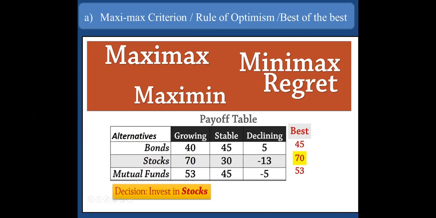So basically, in Maximax criteria, a decision maker will select that act as the best act which has maximum payoff. That means a decision maker will select that act as the best act which has the maximum of the maximum payoff. It is also known as best of the best act.